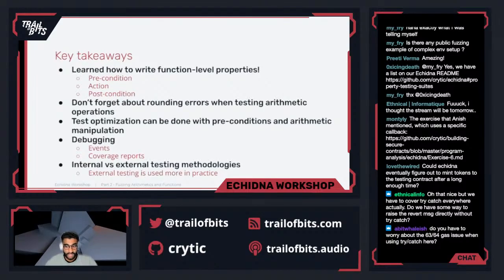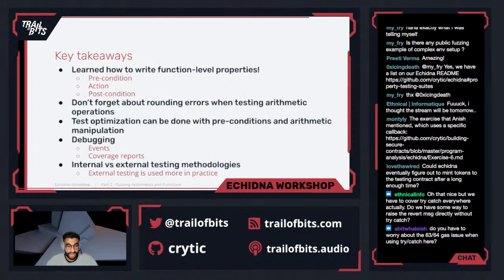Test optimization can be done with preconditions and arithmetic manipulation. So we saw 3 ways of doing optimization. Preconditions can bound the fuzzer and stop it from doing useless work. Arithmetic manipulation can do the same thing. You can do arithmetic manipulation like we did with our division example, or we can use modular arithmetic. Modular arithmetic is actually very common, and we use it all the time in our audits.